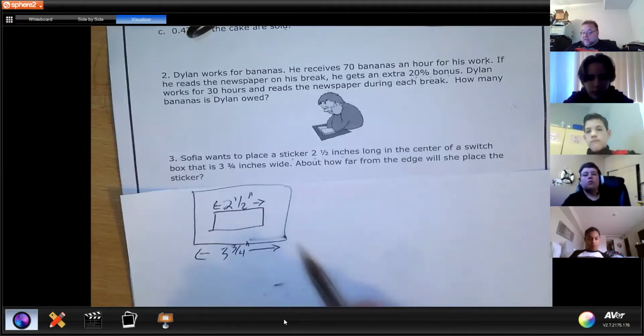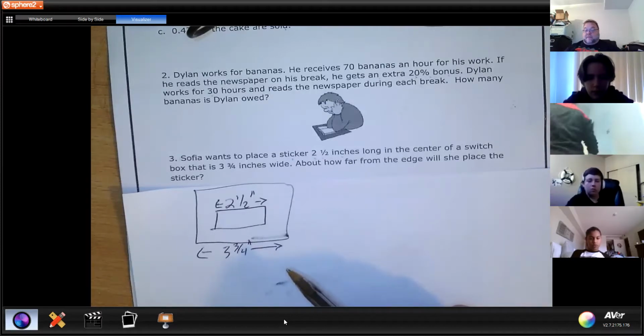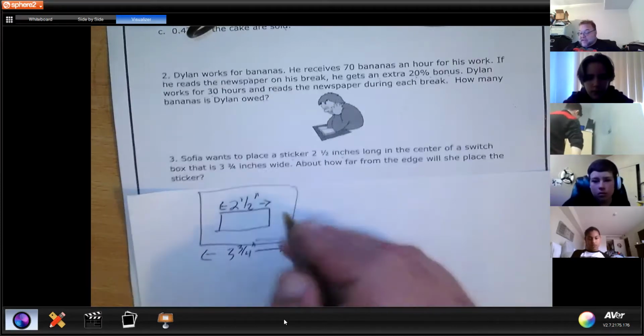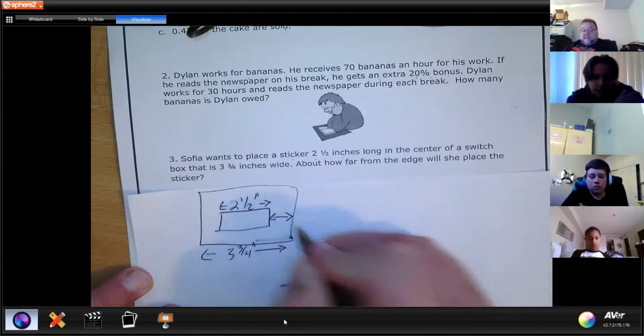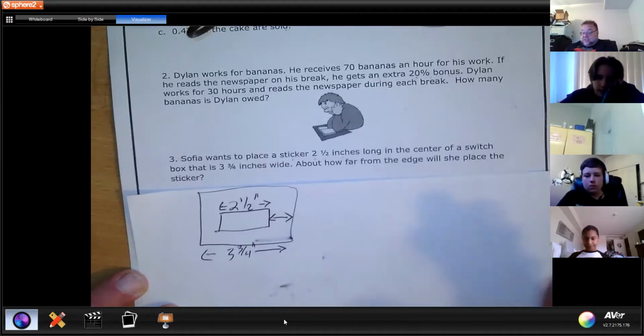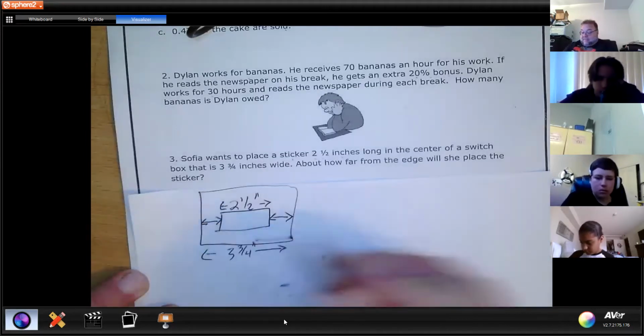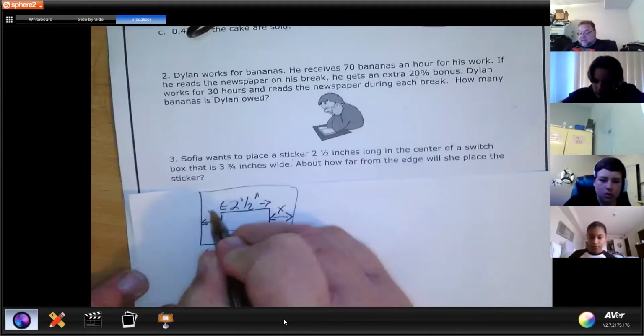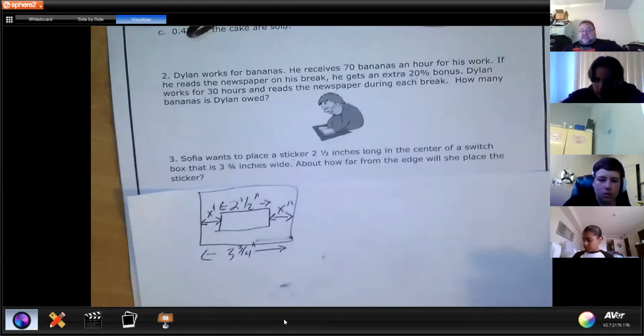So what am I looking for? What do I need to find out? I need to find out this distance, right? Isn't that basically what we're talking about? How big is that distance? Because she wants to center it, right? Remember, she's got issues. Now, if I center it, these two are going to be the same distance, aren't they? Because if you're going to center it, then they have to be the same length. The sticker needs to be the same distance away from the side on each side. Yeah?